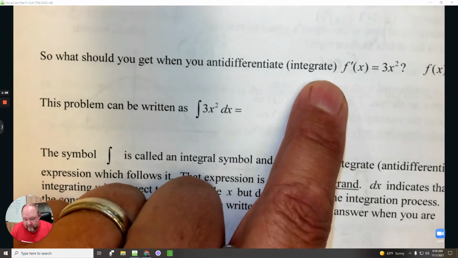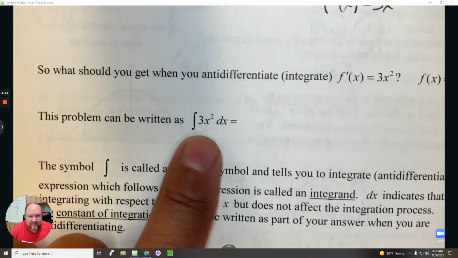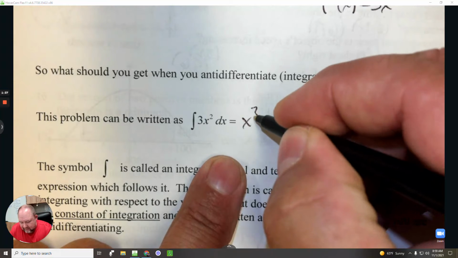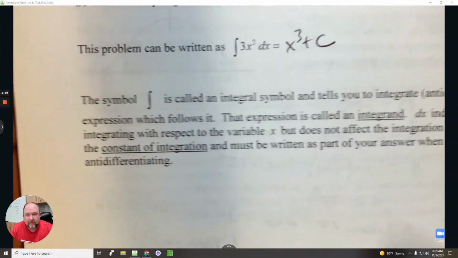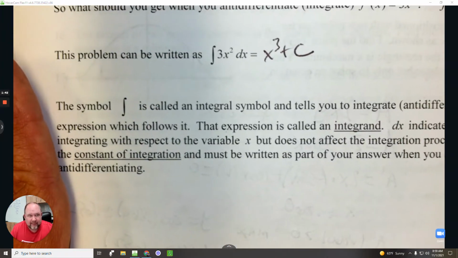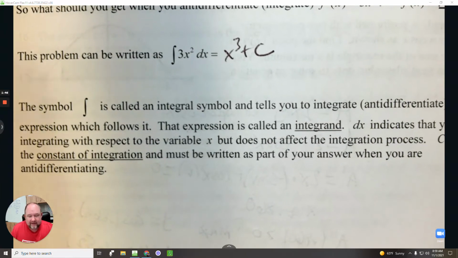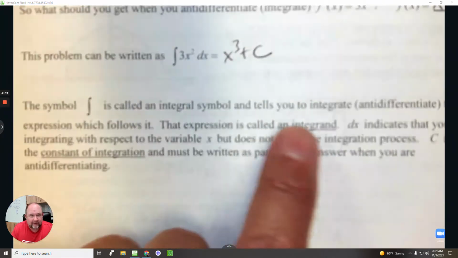All right, so we're going to integrate. This problem can be written this way. That's an integration sign. Looks like a long S. And this answer is x cubed plus c. So that symbol is called an integral symbol. It tells you to integrate, which is the antiderivative. Inside, the 3x squared is called the integrand.